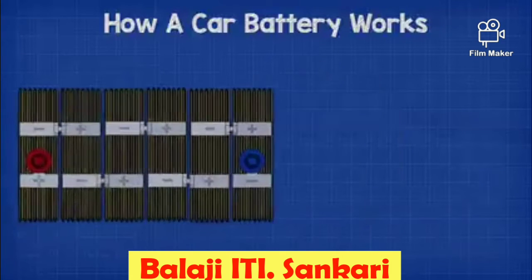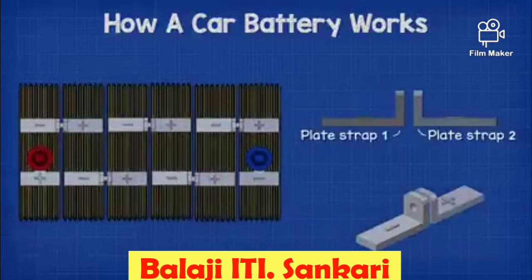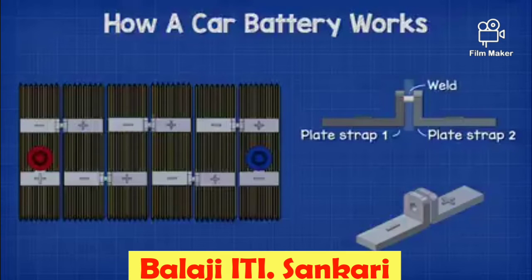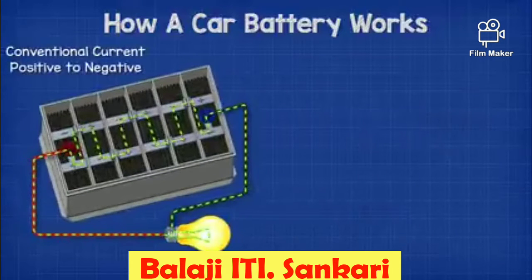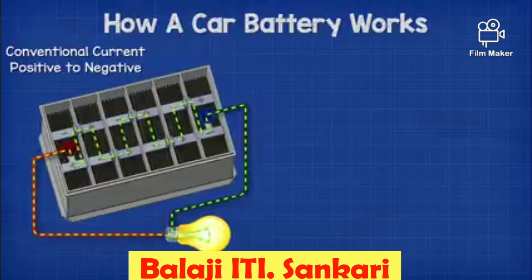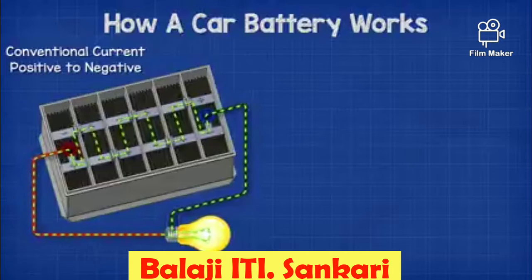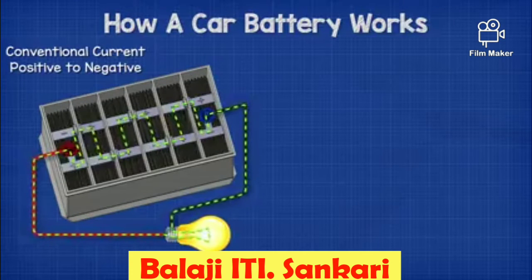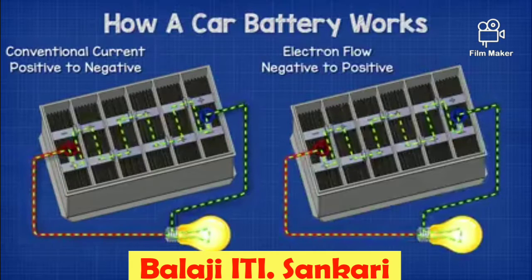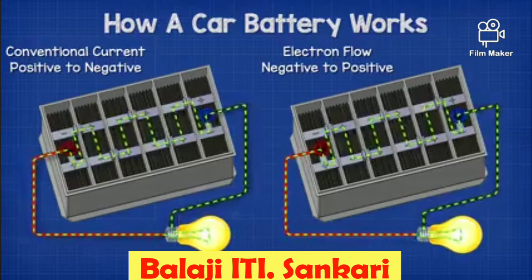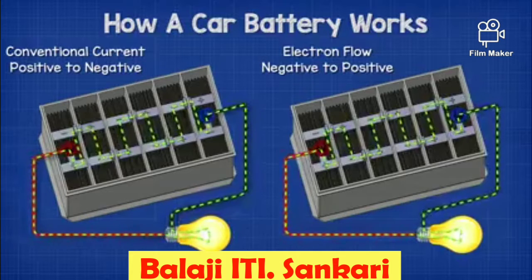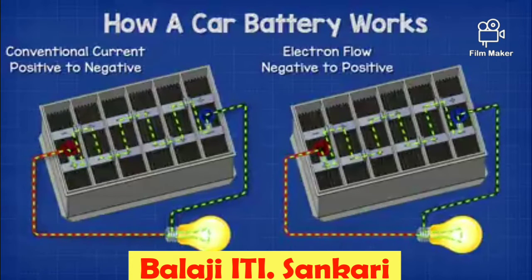Each cell in the battery is connected via a plate strap. This is made from lead. These straps are welded together through the plastic wall to form the connection. As we look at the battery from this view, we see that current flows through the battery cells from the positive to the negative, and that's using conventional current theory. But what's actually happening is the electrons are flowing in the opposite direction, from the negative to the positive. But we'll cover that and you'll see why a little later in this video.